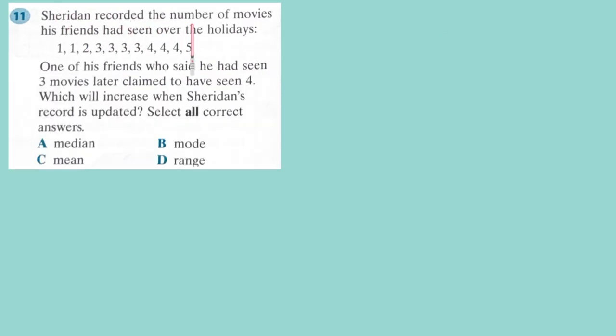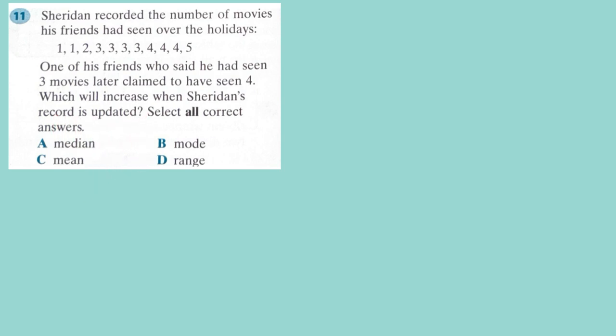Sheridan recorded the number of movies his friends had seen over the holidays. So someone saw 1 movie, someone saw 2 movies, there were a few people who saw 3 movies, 3 people who saw 4 movies, and then 1 person saw 5 movies. Now, one of his friends who said he had seen 3 movies later claimed to have seen actually 4. Which will increase when Sheridan's record is updated?